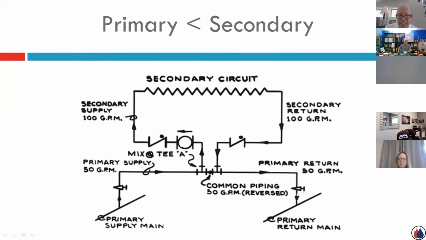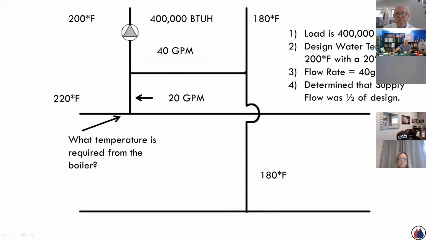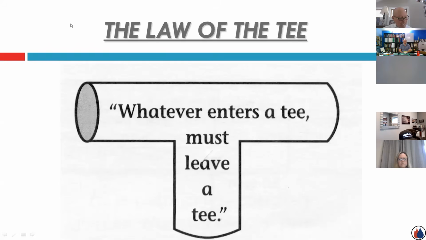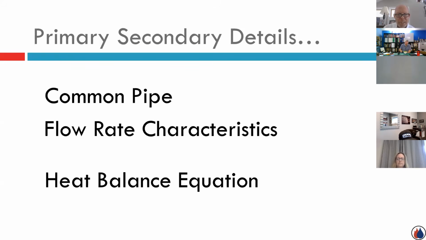This example right here is what he did back in New York in 1953. This is what he could see in his mind, that if I decouple it, if I eliminate the pressure drop, I can have different mixings of flow rates. And that's how we took that 220 with 20 gallons a minute and made it 40 gallons a minute of 200-degree water. He'd run around and say, whatever enters a T must leave a T. Something very simple, but that describes the flow rate characteristics within the common pipe.